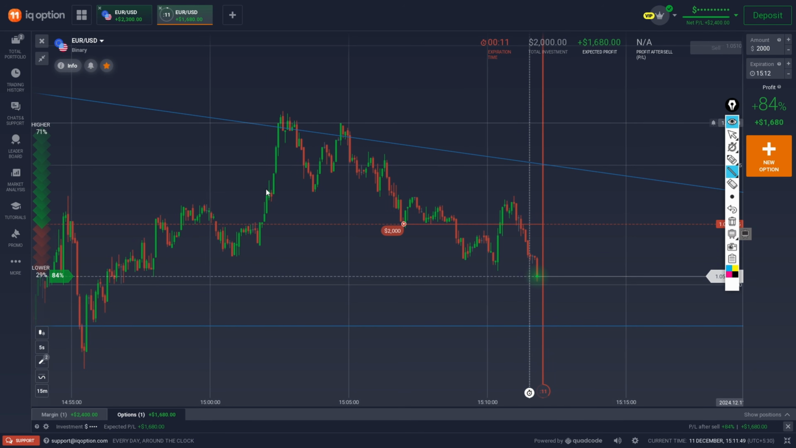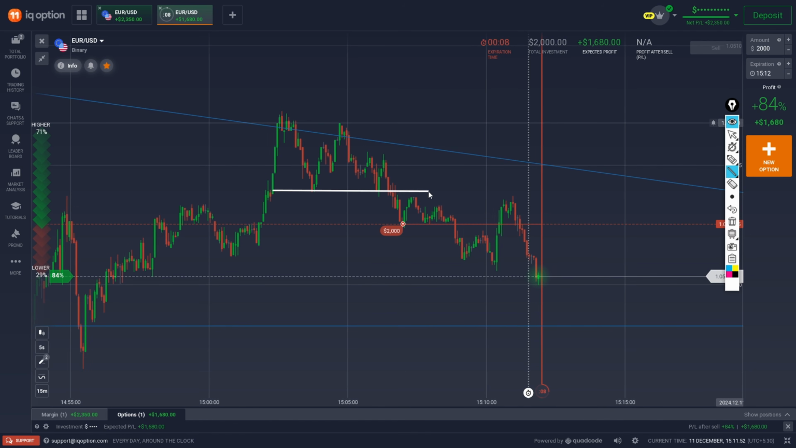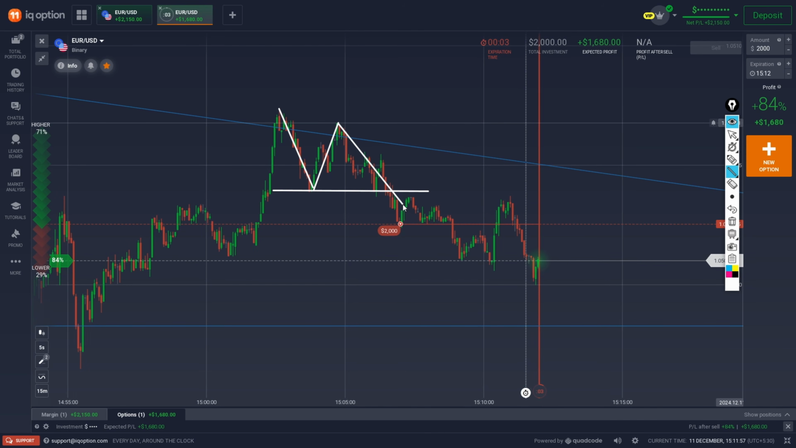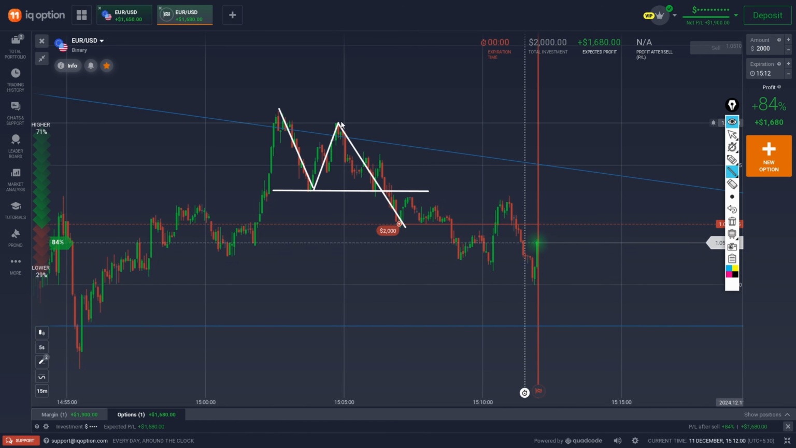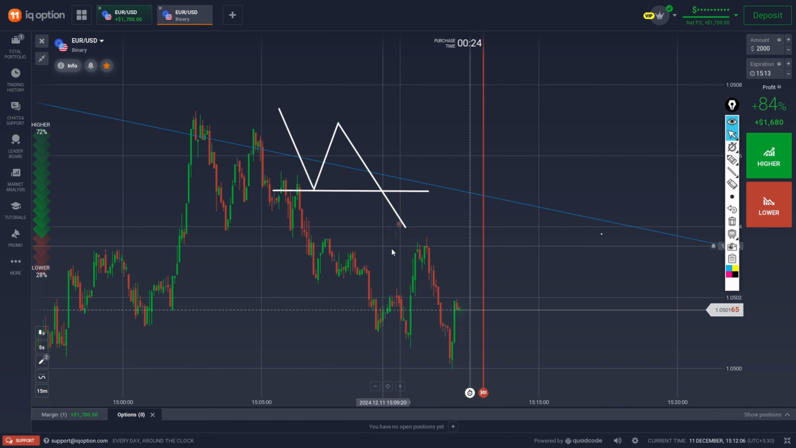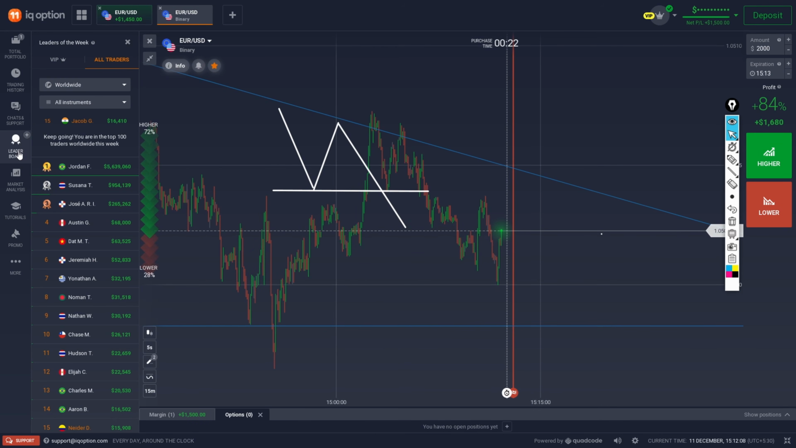And here I waited for a breakout of this particular support. Why? Because then only my price action would be a price action of a downtrend, because this was the high, low, lower high and lower low. You can see we have booked our profit in the binary. And let's see what's our position.